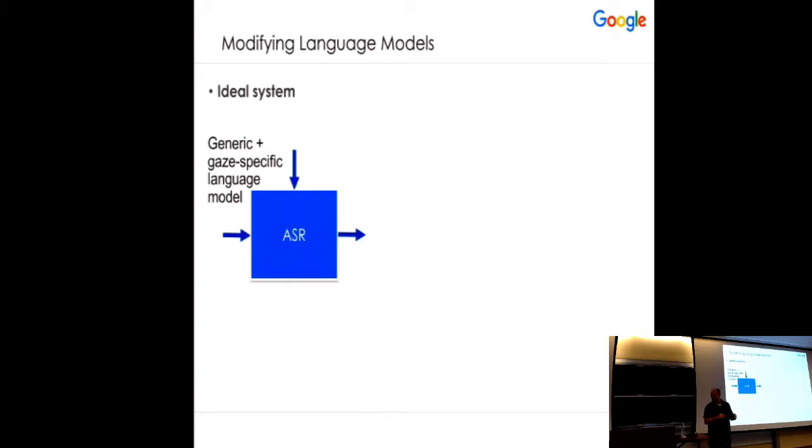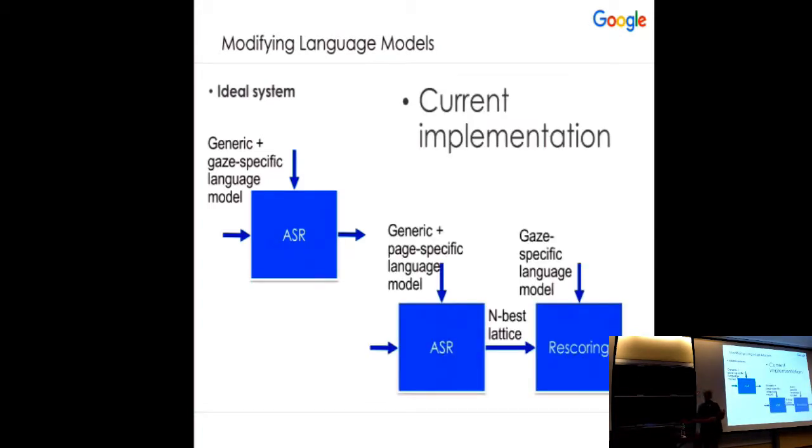And we didn't have access to the system at that level, but what we could do is rescore things. So we had a very generic language model. Actually, it was page specific, so we weren't cheating. We knew what words were on the page, and so we had a language model that had all those words. And then once we got the recognition out, we got the n-best lattice out, and then we used the lattice data to rescore it based on the eye gaze. And so the results I'm talking about are this two-step process.